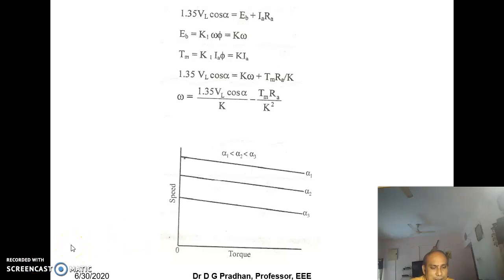Next class we will discuss the control of the DC series motor with a three-phase converter.